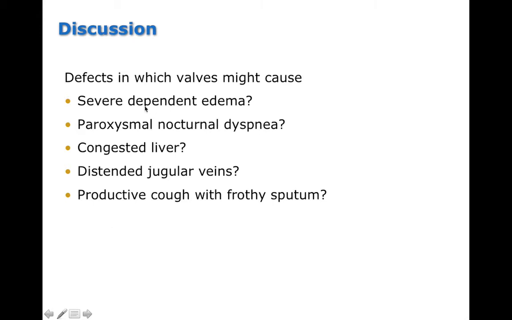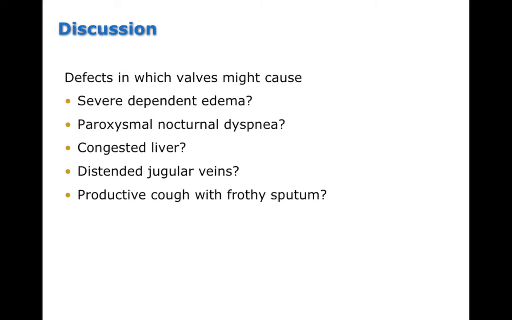So let's say someone has severe dependent edema, let's say severe edema in the peripheral extremities. Well, that would be a right-sided heart problem because the right side of the heart receives blood from the rest of the body. And so if blood's backing up into the vessels of the body, that's going to lead to edema. And so that would be more of an issue of, let's say, the right AV valve or the tricuspid valve, like regurgitation of the tricuspid valve.